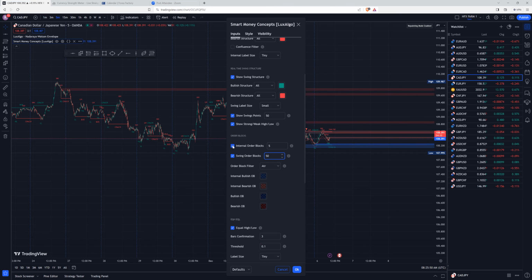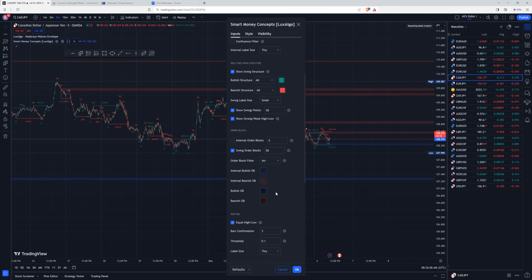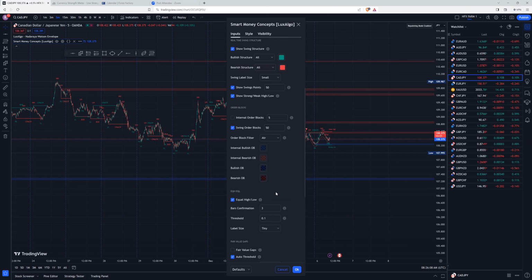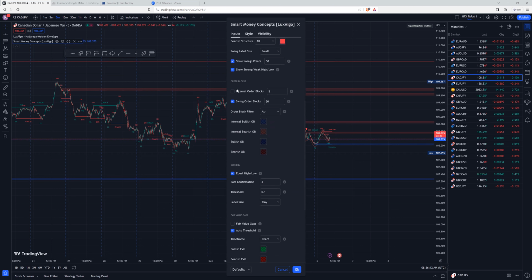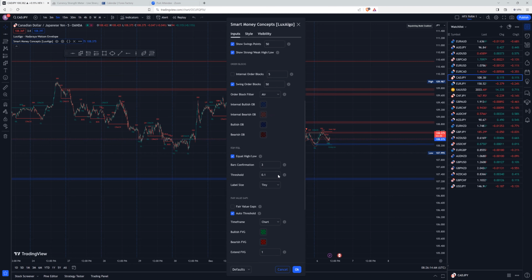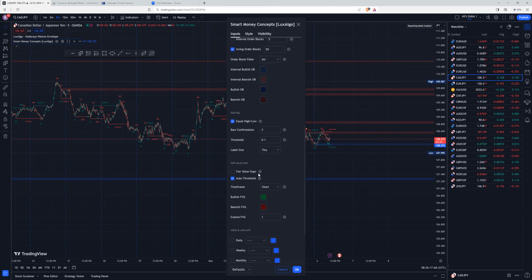Internal order block off. We don't need internal order block, so we only need the swing points from this indicator. The internal order block will give you a lot of order blocks, and some of those order blocks are fake. They will not give you structure to take your trades. So you take it out. We don't need fair value gap.